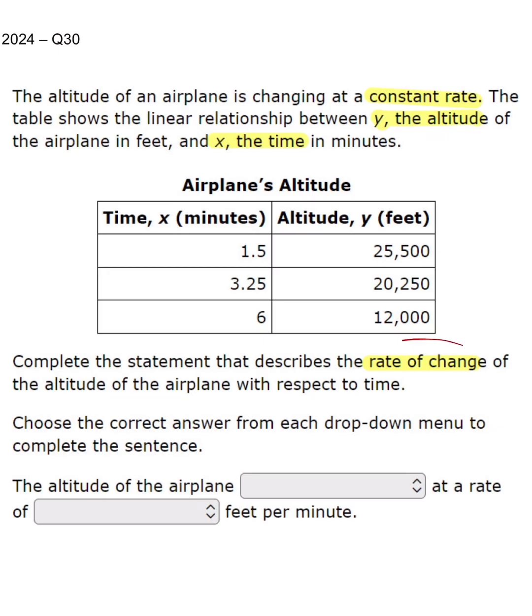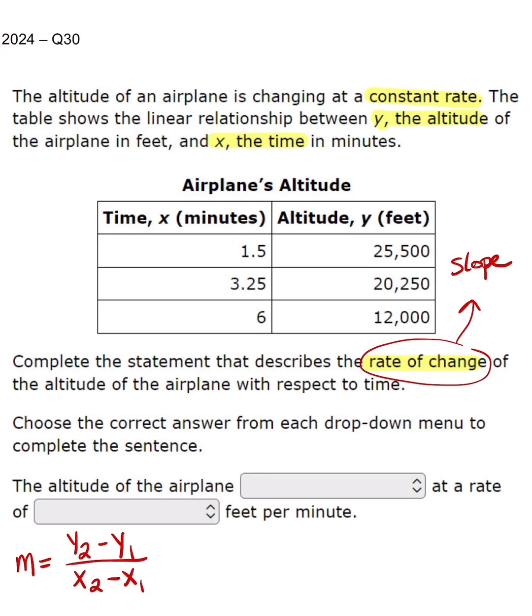When you see these words, rate of change, you could think of that as slope. And when we're looking for slope, we know we have the slope formula at our disposal, and that's m equals y2 minus y1 over x2 minus x1. Now this table has 3 rows, but we're only going to need 2.